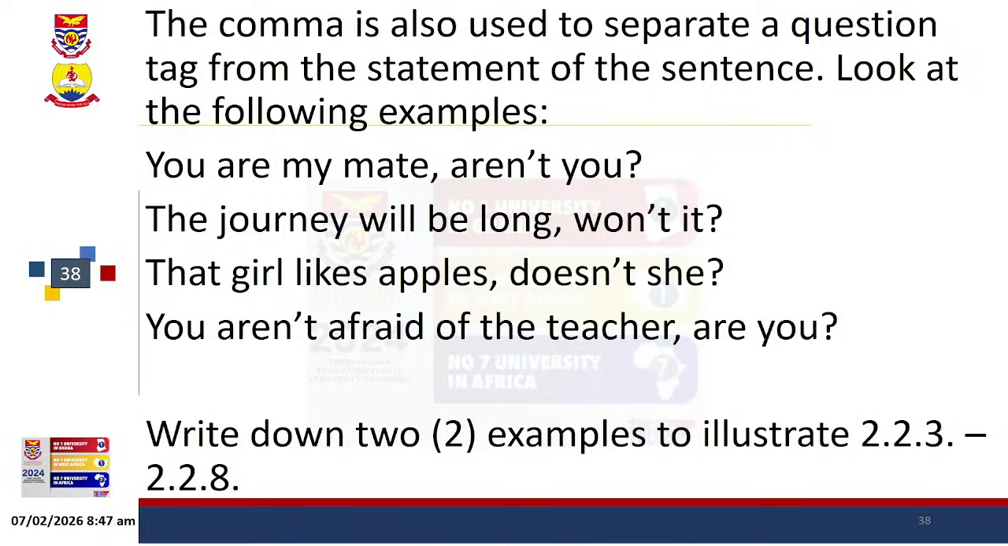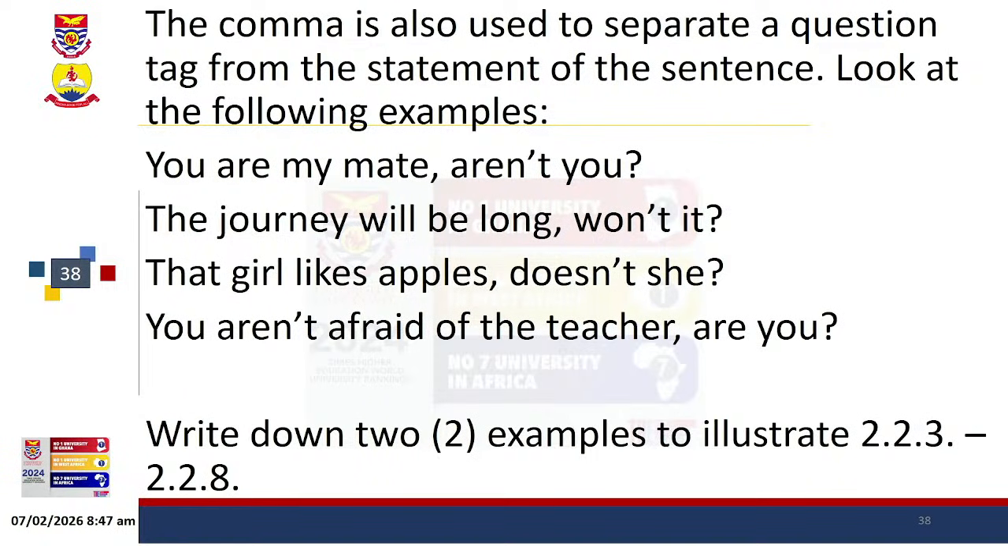Good. So let's look at this other use of the comma. It is used to separate a question tag from the statements of the sentence. So for example, you are my mate, aren't you? Now, you should know that the word A-R-E-N apostrophe T is not pronounced aren't, it is aren't. Okay? You are my mate, aren't you?